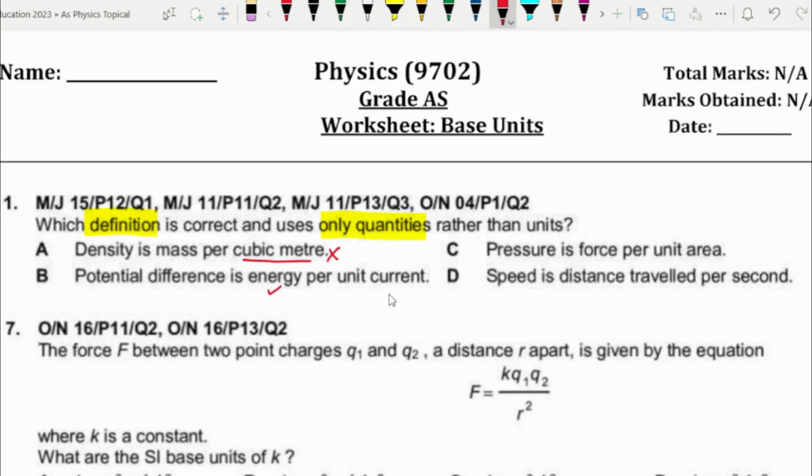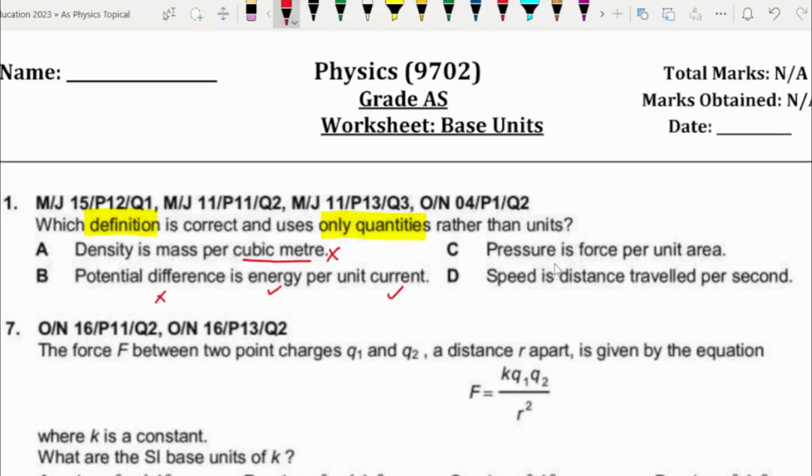Potential difference is energy per unit charge, per unit current. Energy is a quantity, current is a quantity, but the definition is wrong. Okay, potential difference, as you would have studied, is work done per unit charge. It should have been energy per unit charge.